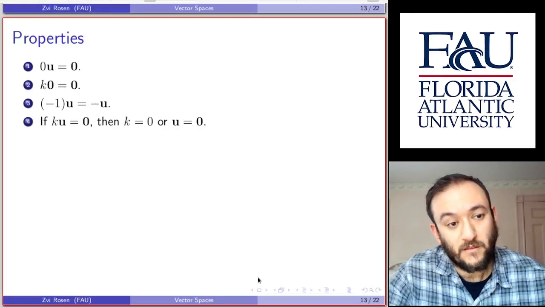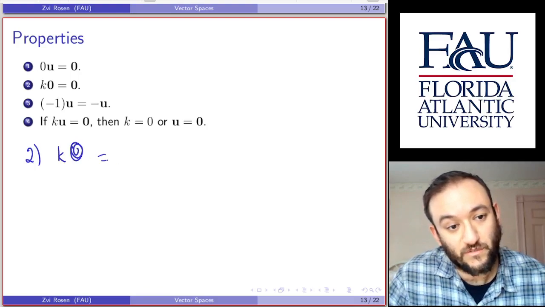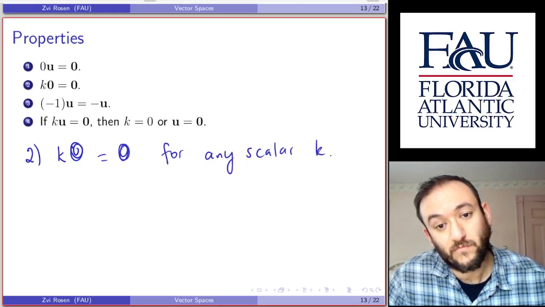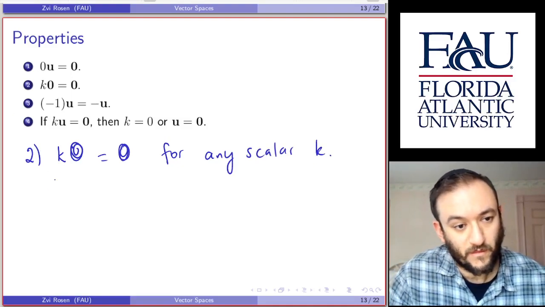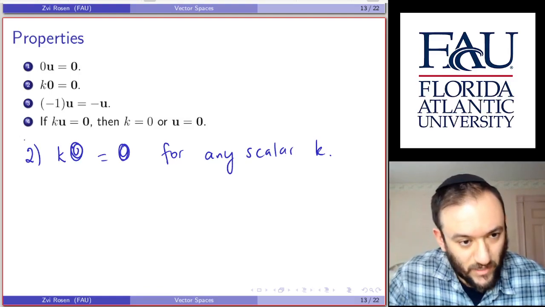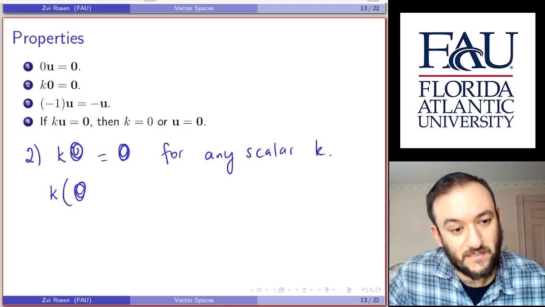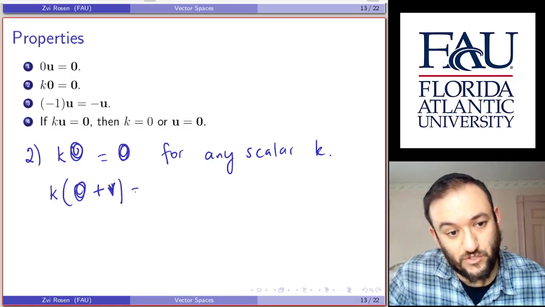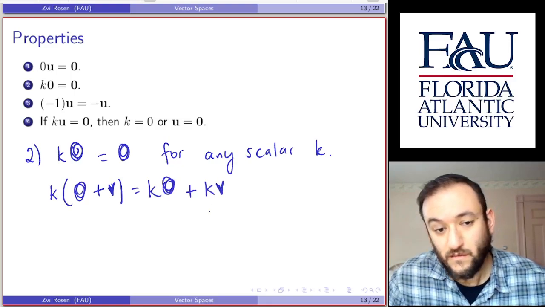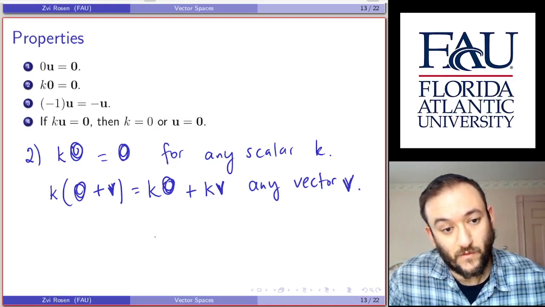Okay. We can do a similar argument for number 2. k times the 0 vector should be equal to the 0 vector for any scalar k. How do we know this is true? Well, we want to show that k times 0 will have the properties of the additive identity. Well, we know that k times (0 plus v) should be equal to k times 0 plus k times v for any vector v. Okay, and that's by distributivity.